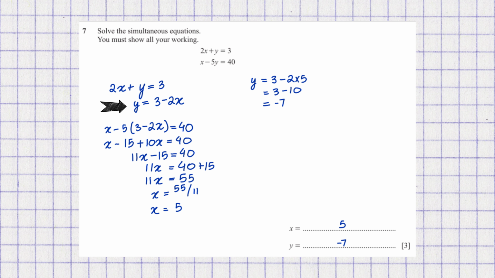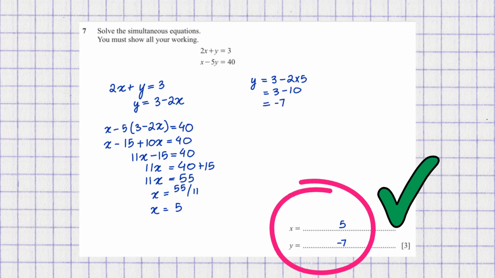We already know that y = 3 - 2x. So substituting 5 in place of x gives us y = 3 - 2 multiplied by 5. This gives us 3 - 10, which is -7. So y = -7. Therefore, the answer is x = 5 and y = -7.